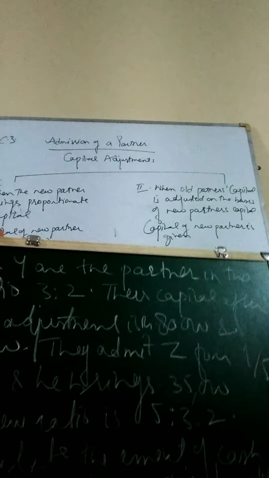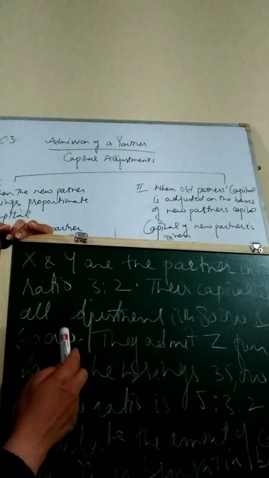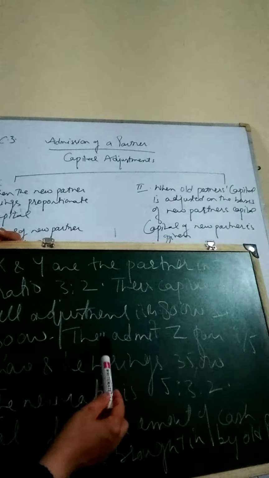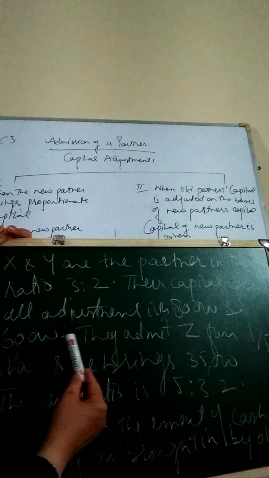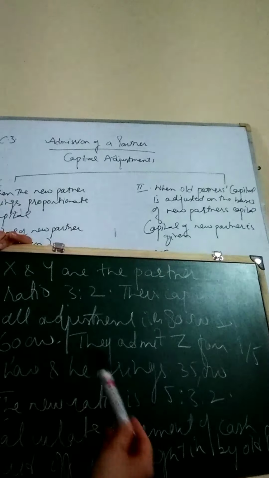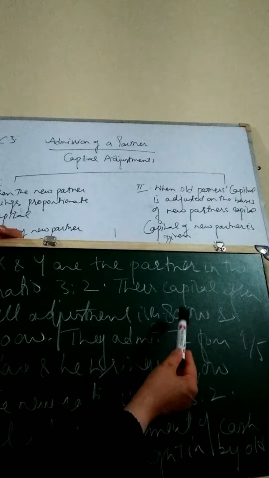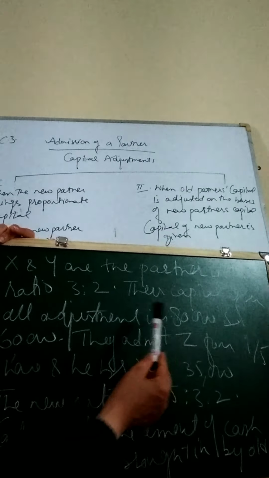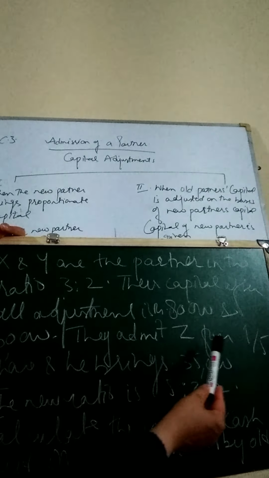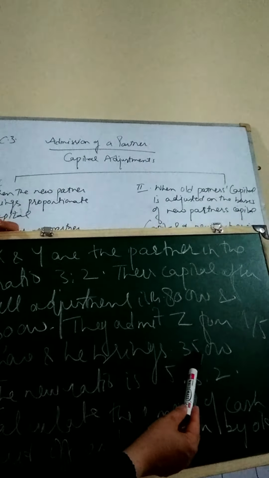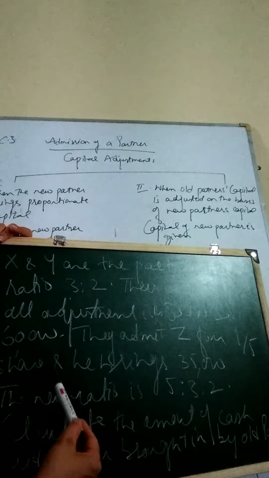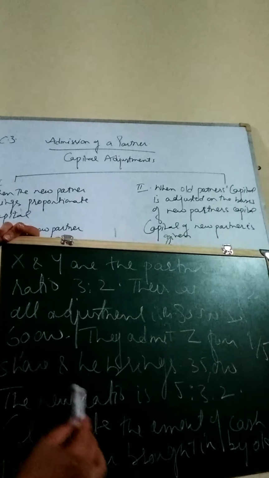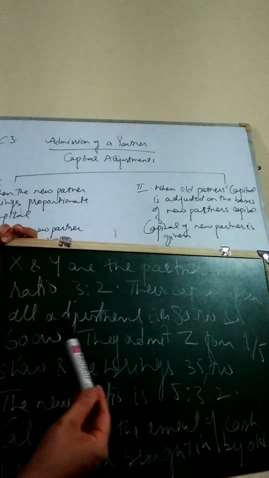We have this example with us. X and Y are the partners in the ratio 3:2. Their capitals after all adjustments, means whatever adjustments are required in the capital account, is 80,000 and 60,000 respectively. They admitted Z for 1/5 share and he brings 35,000 as his capital. Now Z's capital has been given as 35,000, that he is bringing his capital in cash.